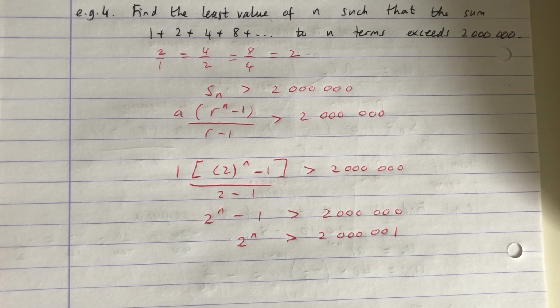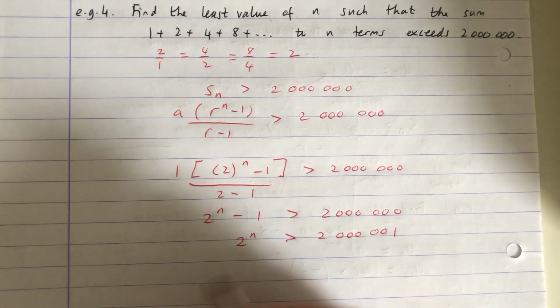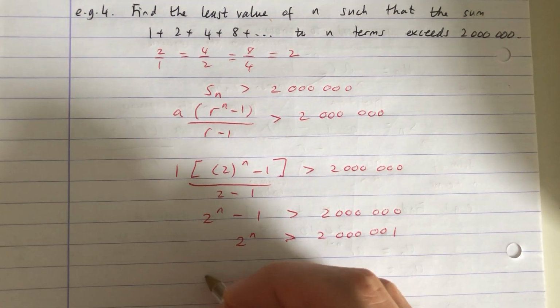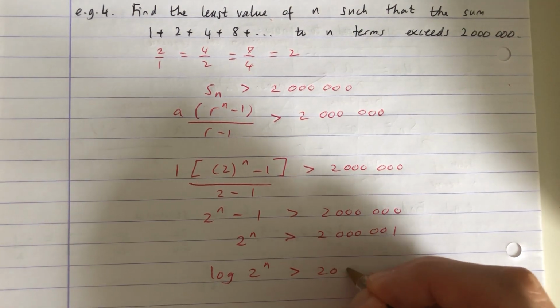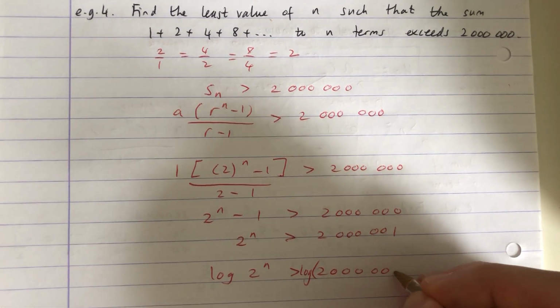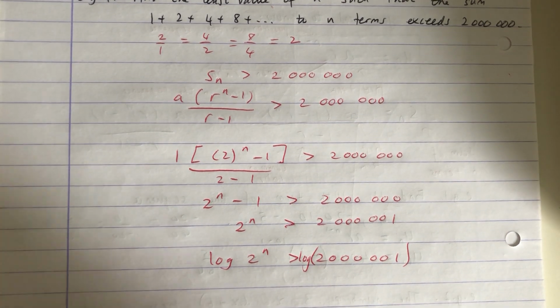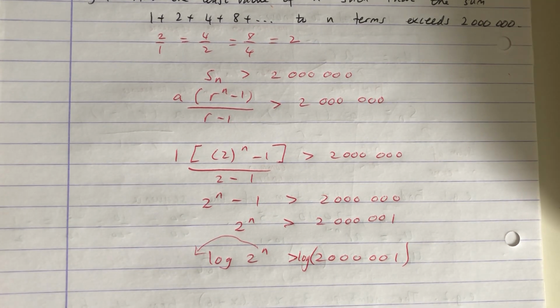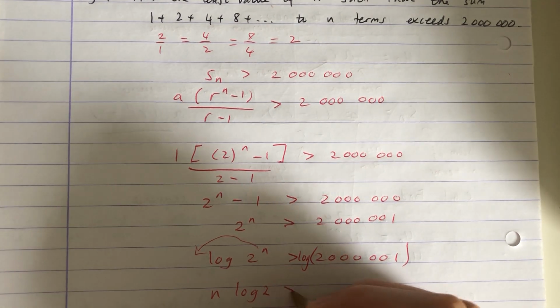So you have to make n the subject. And the best way to do this is apply logarithms to both sides. It doesn't matter which one you pick. A lot of you think it's base 2, so I pick log base 2, but I just pick log, general log, which is log base 10, of 2 to the n is greater than, I forgot the log, of 2,000,001. And the reason why logarithms are useful is because you can bring this power down using one of the log rules, and it's really easy to make n the subject.